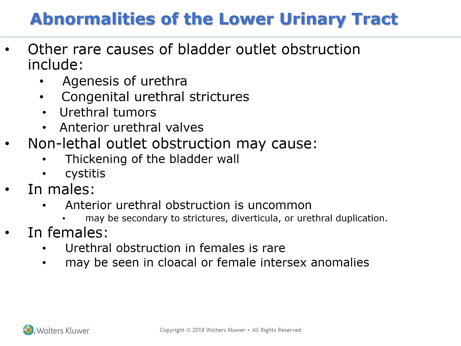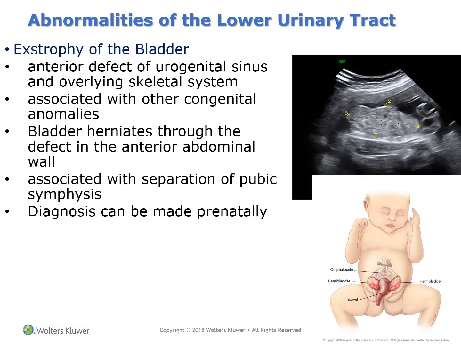In females, the urethral obstruction is really rare too. And if you do find it, it is a soft sign or an indicator that the fetus or person may have some cloacal or an intersex anomaly, which is really complex and unusual, but something that you're going to be covering in your obstetrics class. Exstrophy of the bladder is another thing that you should be able to identify when you're doing your obstetric scanning. So you guys are kind of jumping the gun with some of these, getting ready for your OB class.